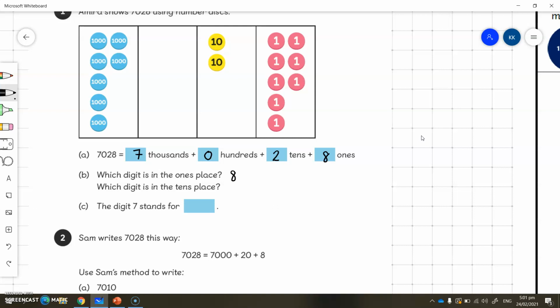Next, I'm asked, what digit is in the tens place? So I direct my attention to the tens place of my place value chart. I see that there are 2 tens. The digit 2 is in the tens place. And finally, I'm asked what the digit 7 stands for. The digit 7 stands for 7 thousands, 7,000, or 7 thousands.